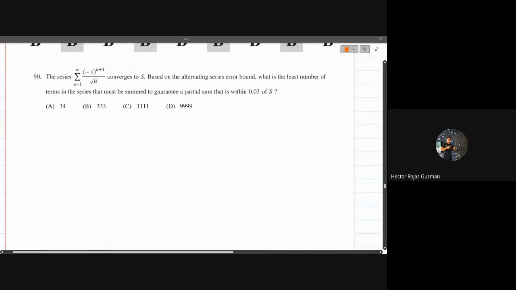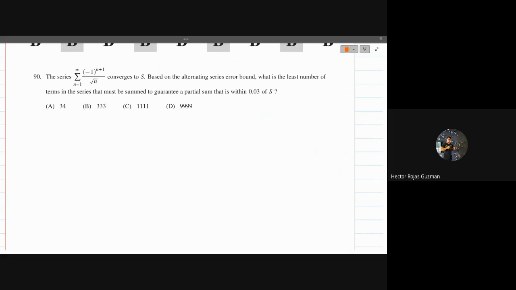Number 90. Damn, we finished with like 4 BC questions in a row, huh? The series converges to S. Alternating series error bound. You have to know your formulas. S minus S of n is less than or equal to the absolute value of the next term. So whatever the series converges to, that's going to be the actual value.